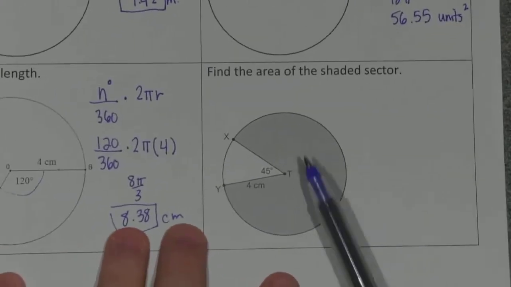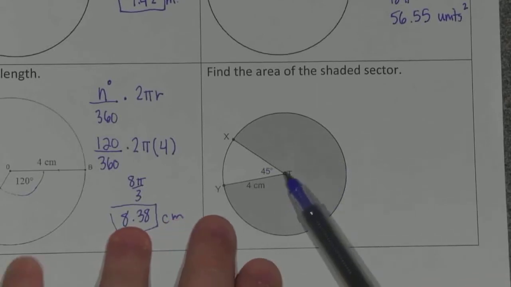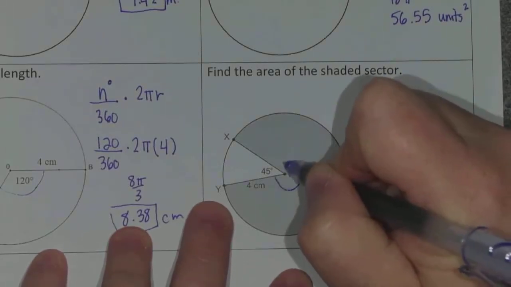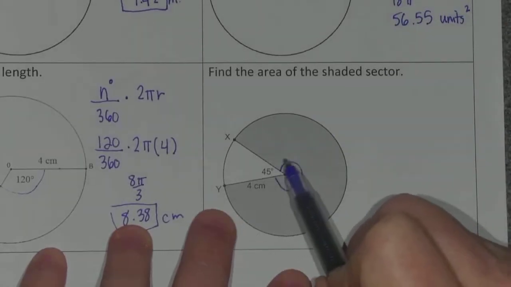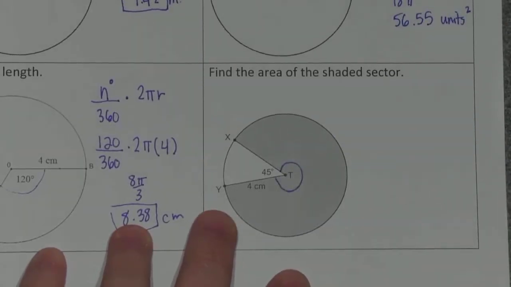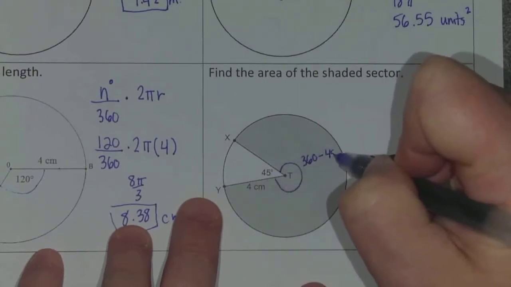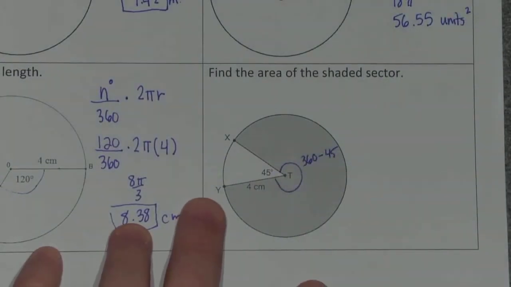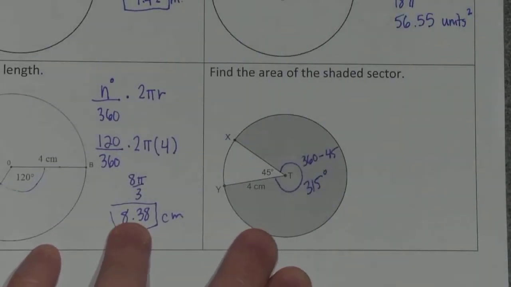All right, this says find the area of the shaded area. So we're actually doing this part. So tell me this, do I know this angle from here to here? Do I know how many degrees this whole circle has? How many degrees in an entire circle? Yeah. So can I find that angle measure by doing 360 minus 45? Would that give me that angle measure? So do 360 minus 45. And that angle measure that we're going to use is 315 degrees.